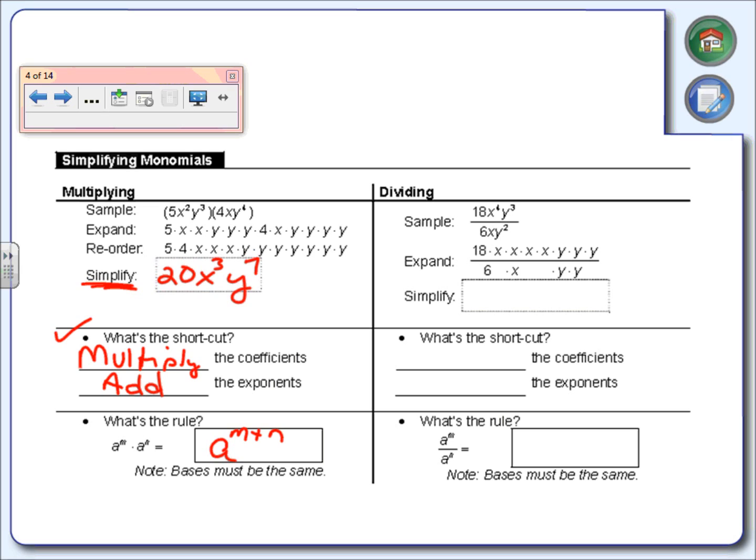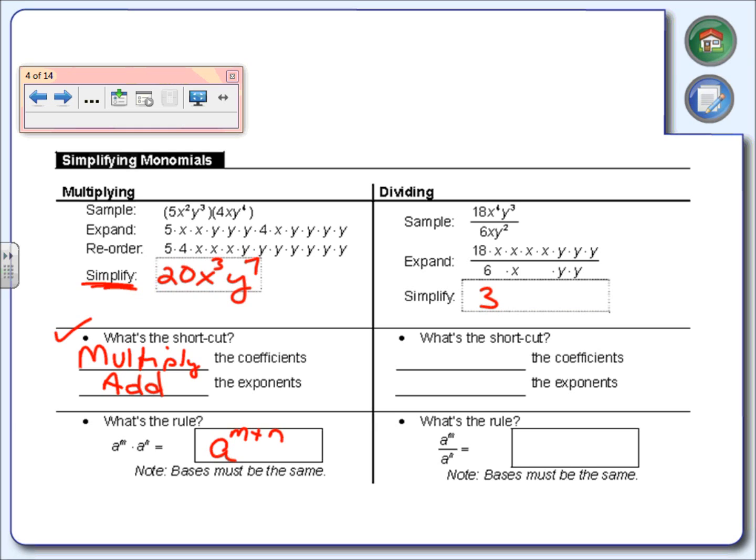Over here we've got 18x to the 4th, y to the 3rd, divided by 6x, y squared. They did the same thing. They took each one of the monomials and expanded it. And what we're going to do is simplify it. So if I take the 18 and divide it by 6, 18 divided by 6 is a 3.